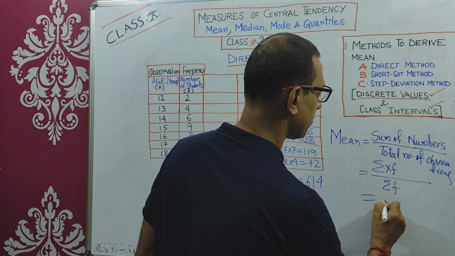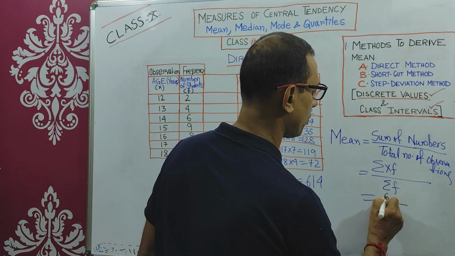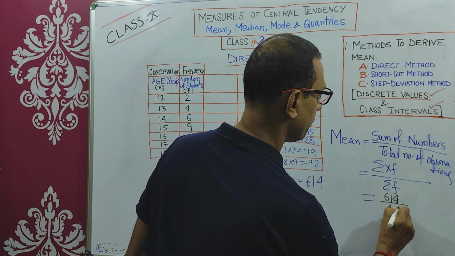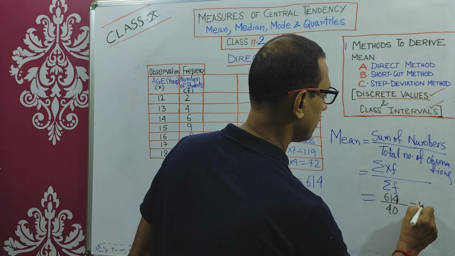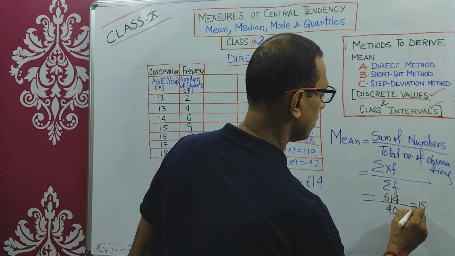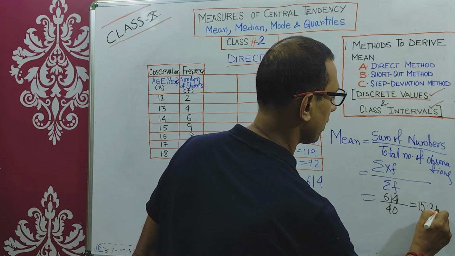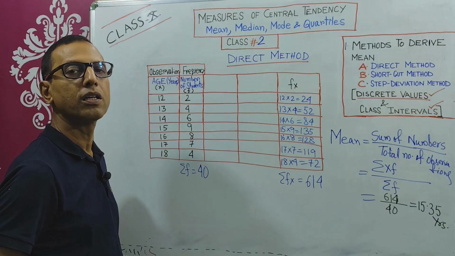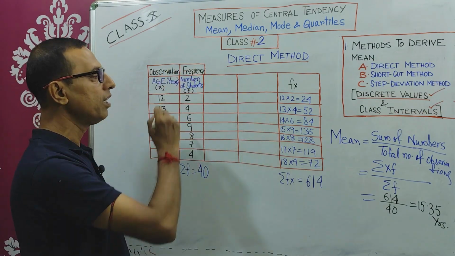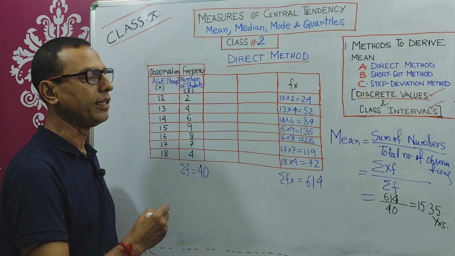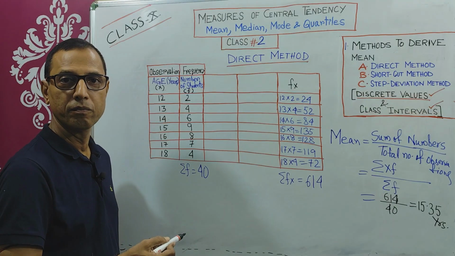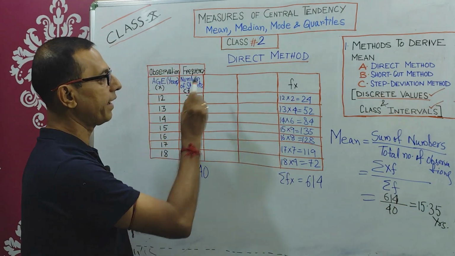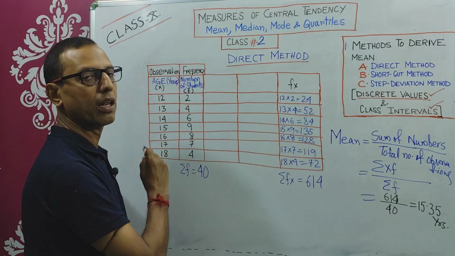Now you put this value here: summation of fx, that is 614, divided by summation of f, the total number of observations, 40. If you calculate, it will be 15.35. So mean means the average age of the students in that class or tutorial. If such a tabular form is given and you are asked to find the average age of the students, that average means arithmetic mean. So the arithmetic mean, the average age of the students, is 15.35. That is the direct method, and you apply it where the calculation is very simple.